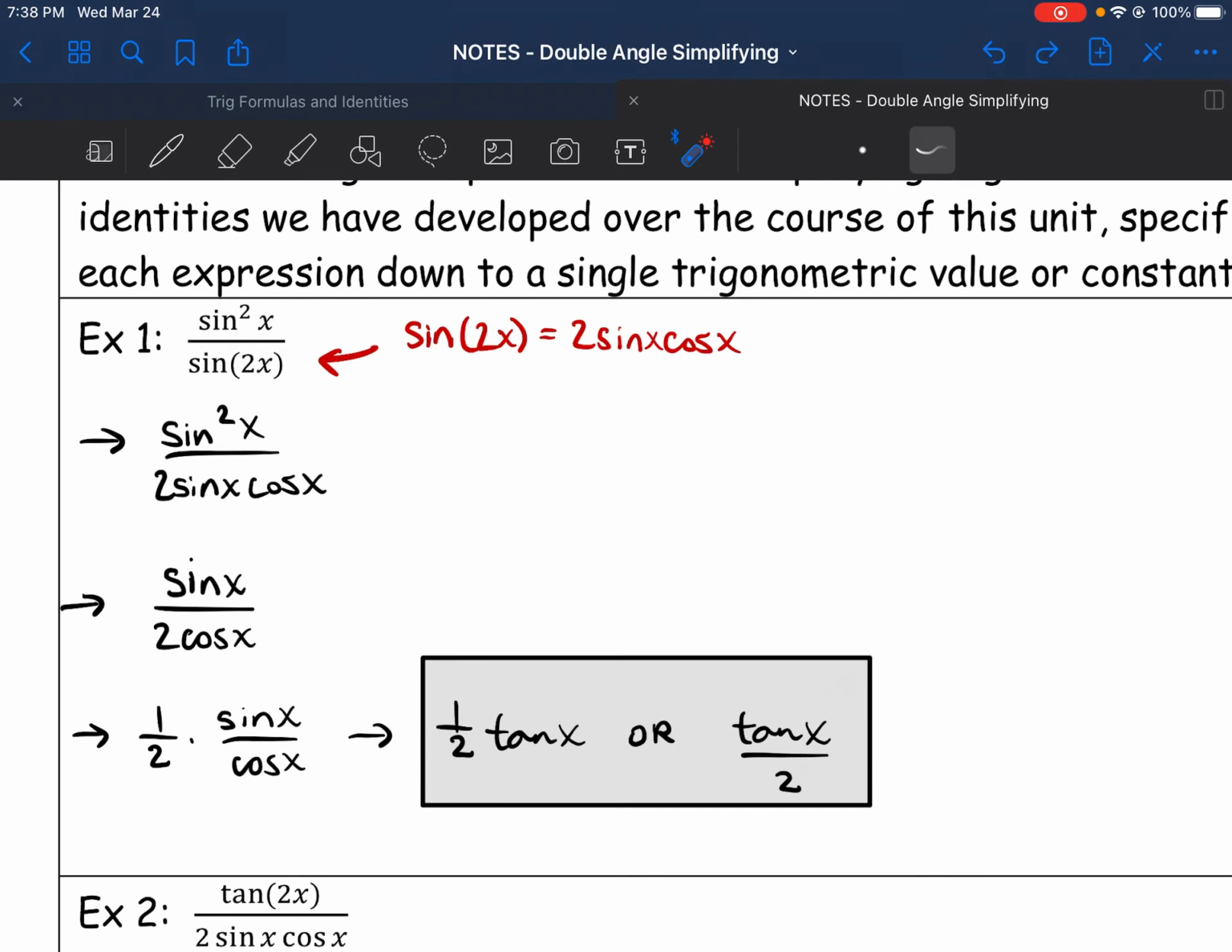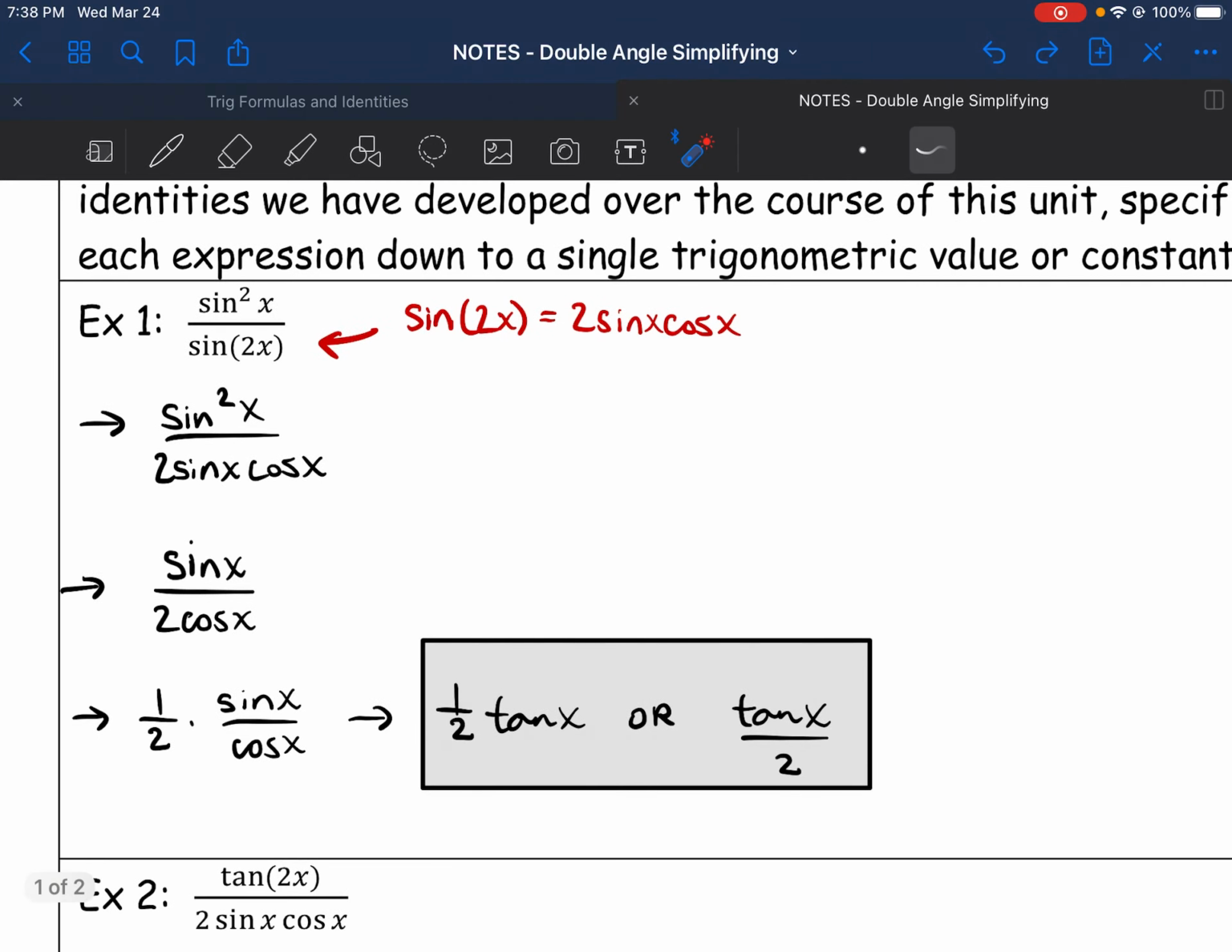Same thing. Okay? So again, in every one of these examples, you're going to see some application of a double angle formula.